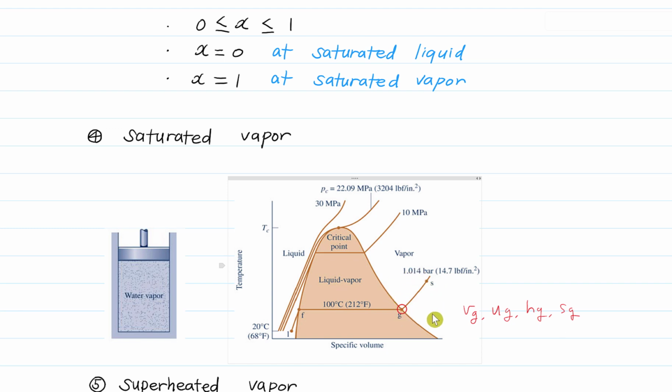The superheated vapor region is here, this line. So if the system is further heated from the saturated vapor state, the temperature of the vapor rises and the volume increases. And the state is called superheated vapor.